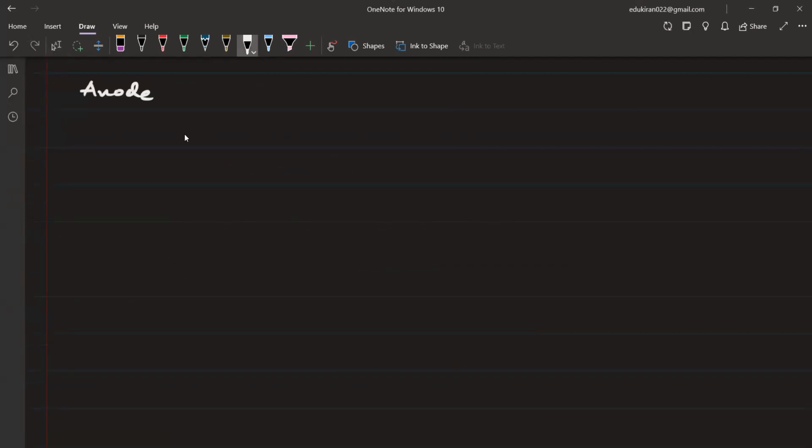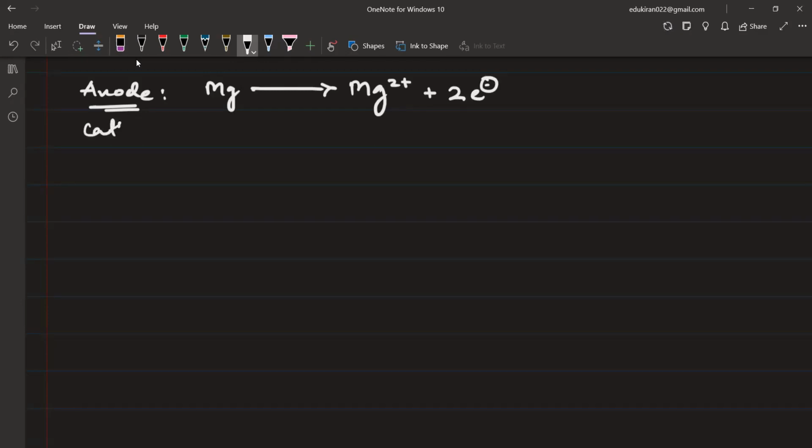what reaction is happening at the anode? Tell me. Yes, Hanifa. For Mg2 plus, tell me. Mg2 plus and then 2 electrons. No, that would be reduction. What happens in the anode? Oxidation happens in the anode. You have written that also, Mg to Mg2 plus, right? That is correct, plus 2 electrons.